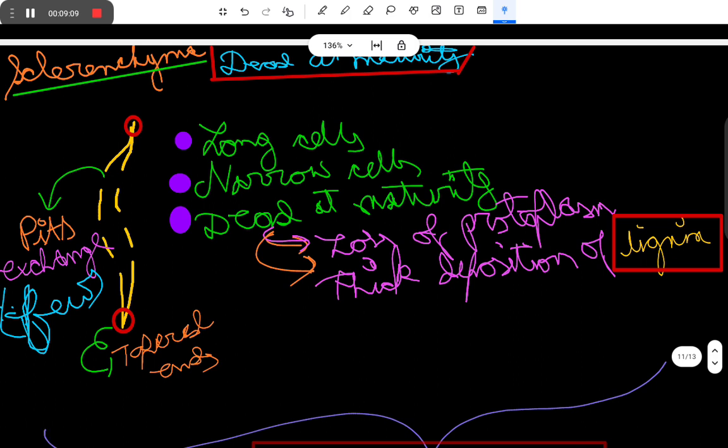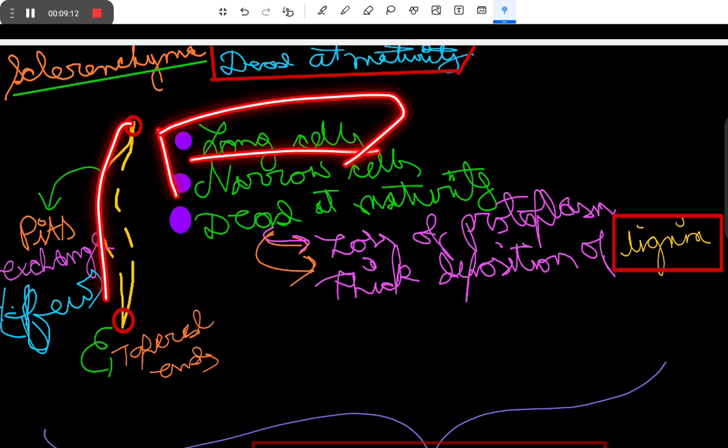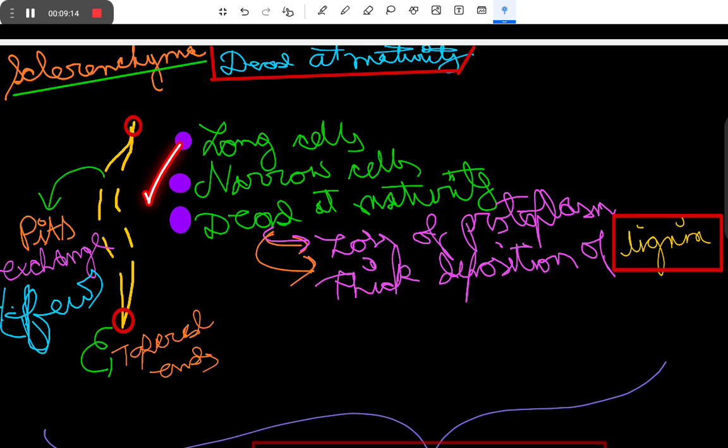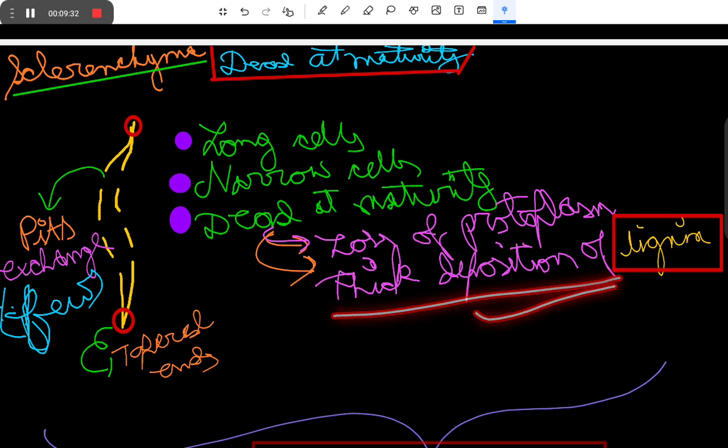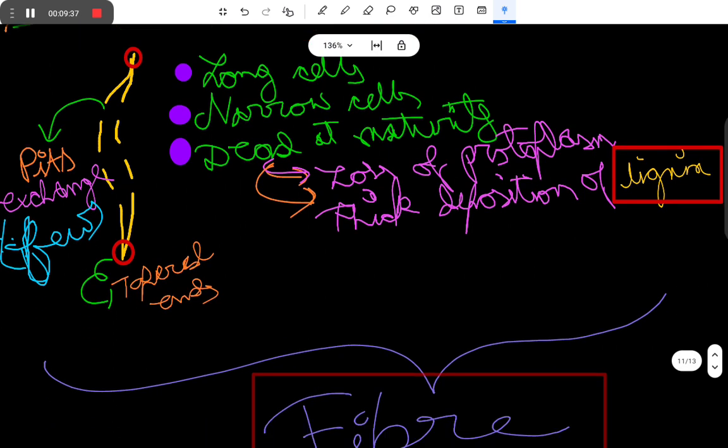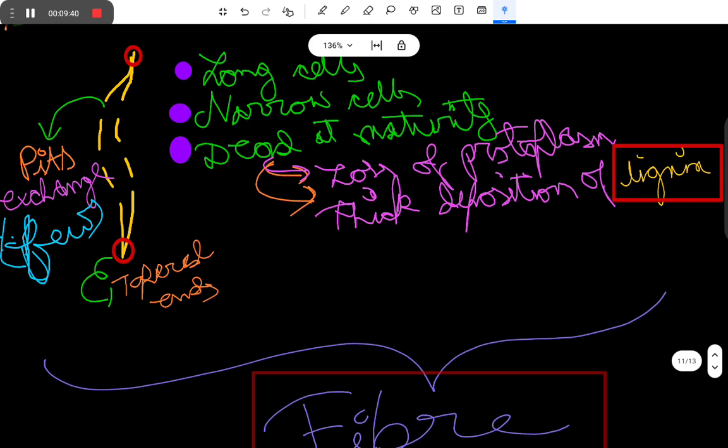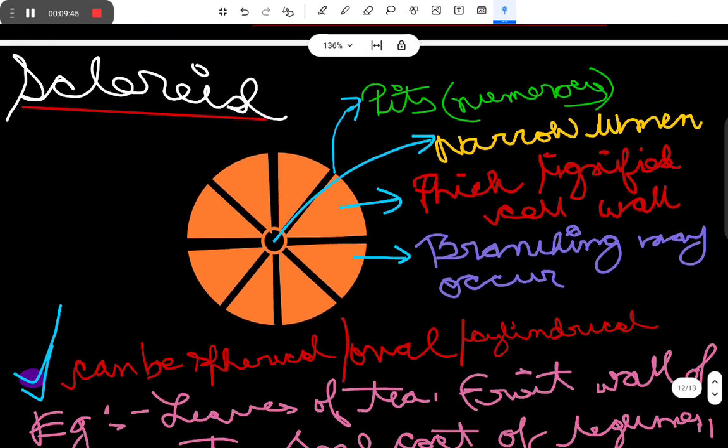Now see their characteristics. They are long and narrow cells. And they become dead at maturity. Due to what? Loss of protoplasm makes them dead at maturity. That is the first reason. Another reason, the main reason actually, is the thick deposition of lignin. Remember this, it makes them die out. This much was there in NCERT for fiber. We covered it. Now, coming to the sclereid.